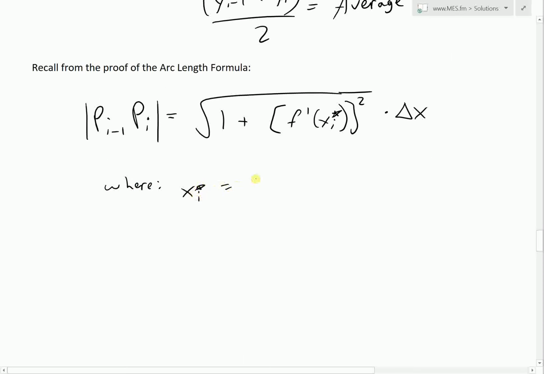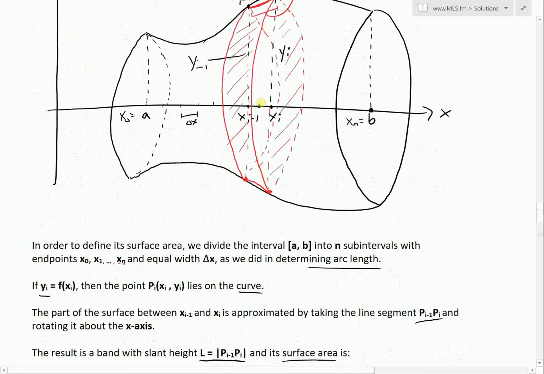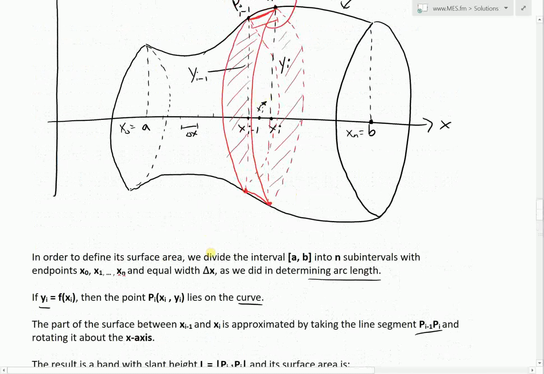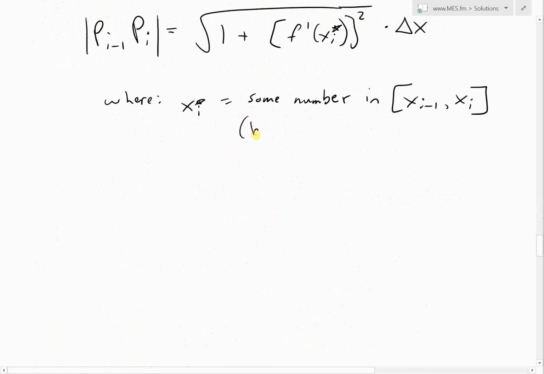And this xi star, like I went over, is just some number in the interval from xi minus 1 to xi, and it's found by using the mean value theorem, where, like I showed in my earlier video, the derivative, or the slope, at this point is the same as this slope right here. So you can see in my earlier video, this is by the mean value theorem.